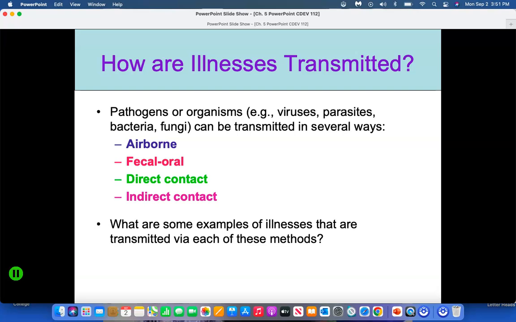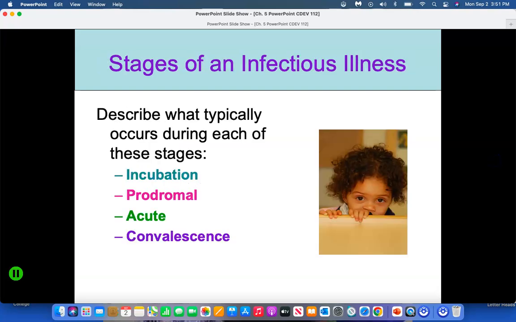Indirect contact would be more like surfaces, touching animals or insects. Some indirect contact would be like ringworm, if you ever heard of that. So those are just some examples. The textbook gives a little bit more examples. And then the stages of infectious illnesses describe what typically occurs during each stage.